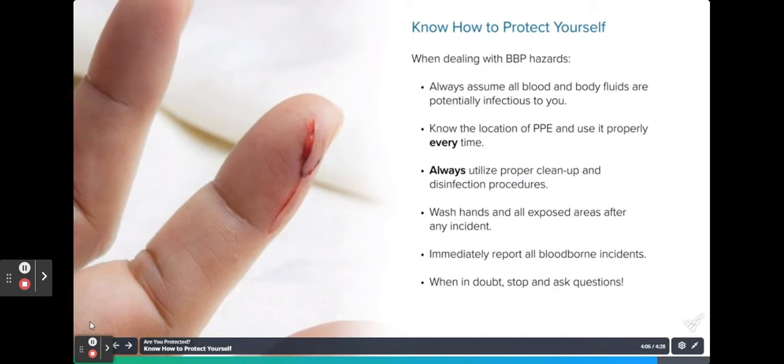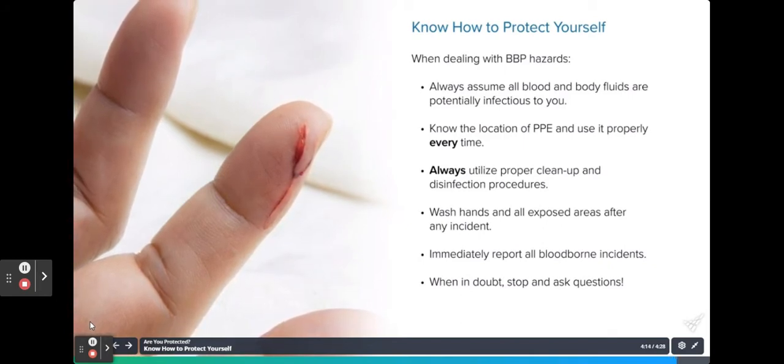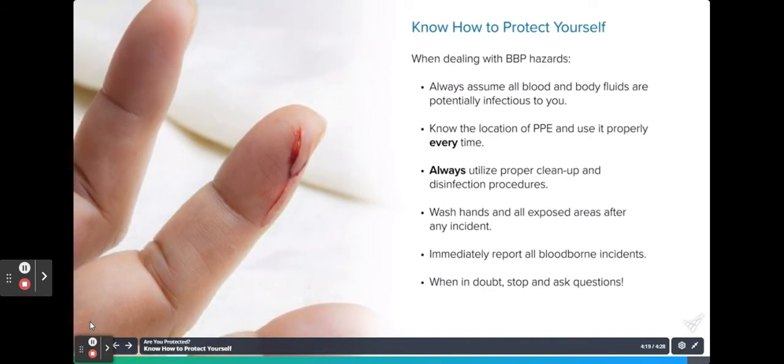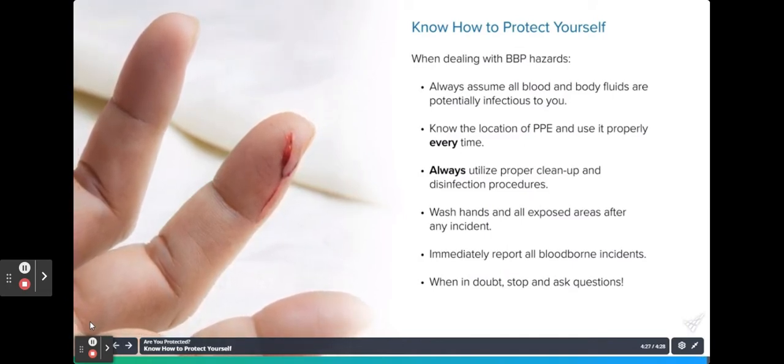Remember, always protect yourself. Always assume all blood and body fluids are potentially infectious to you. Know the location of PPE and use it properly every time. Always utilize proper cleanup and disinfection procedures. Wash hands and all exposed areas after any incident. Immediately report all bloodborne incidents. When in doubt, stop and ask questions.